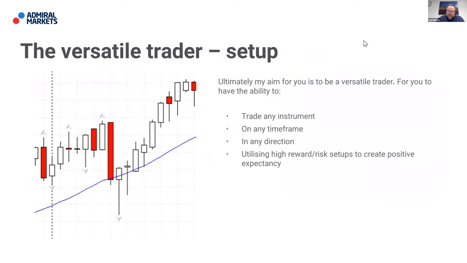We talked about last time, and it's worth remembering, that ultimately what I'm looking to do is help you become a versatile trader, okay? That's what I want you to be able to be. So, what does that actually mean? My aim for you is to be a versatile trader so that you have the ability to trade any instrument on any time frame in any direction, using high reward-to-risk setups to create positive expectancy with asymmetric reward-to-risk ratios, okay? So, what we find is that you might have a particular penchant for trading maybe 4-hour charts. Maybe you are a particular intraday trader.